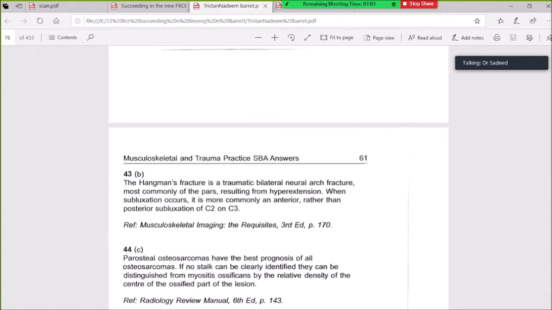Hangman fracture: anterior rather than posterior subluxation of C2 and C3.